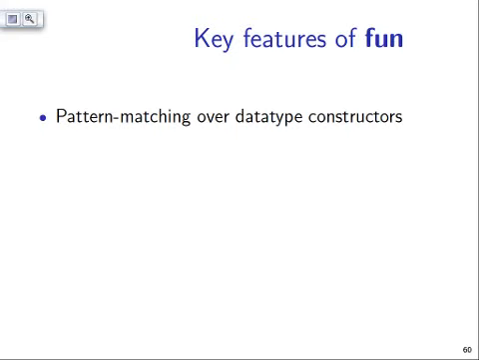If you define a function by fun, it has the following properties. What we already saw, you're allowed to do on the left-hand side of your recursion equations pattern matching over the constructors of the data types involved. There might be more than one data type involved. And the order of equation matters. We'll see an example of that on the next slide.